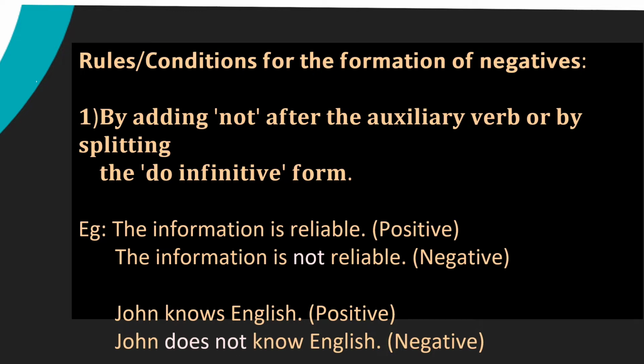For example, look at the sentence. The information is reliable. The negative of this sentence is the information is not reliable. But in some cases, there will be no auxiliary verb. This condition arises in the cases of simple present and simple past.